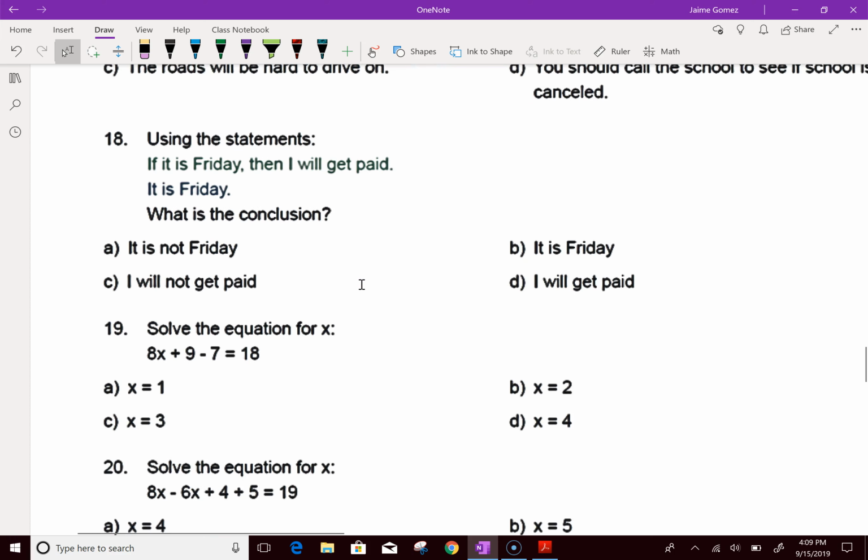Number 18. If it is Friday, then I will get paid. It is Friday. Well, then what? Then it's not Friday? That doesn't make sense. You will not get paid? No, you do get paid. You just finished saying it is. It is Friday. That makes no sense. It is Friday. That means you get paid. Right?